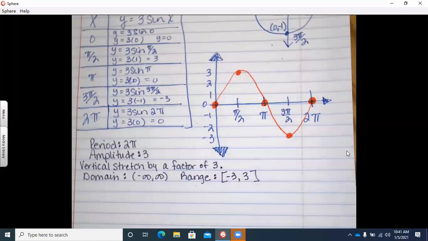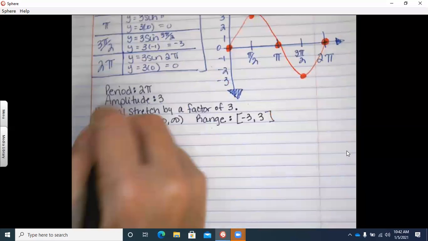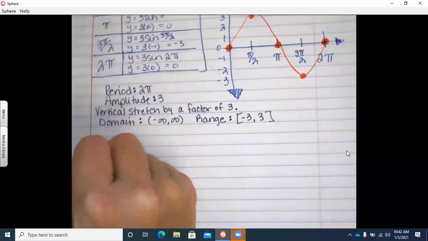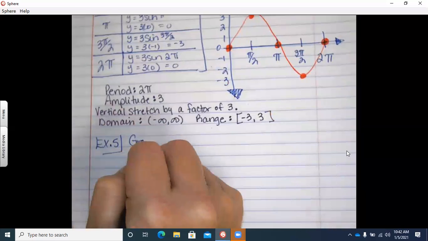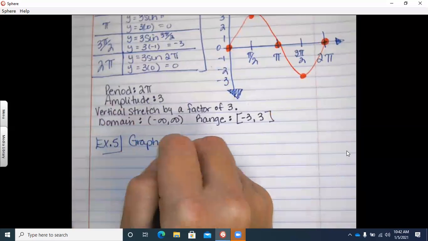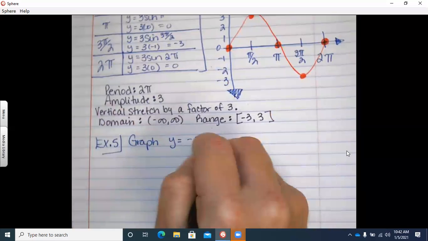All right, okay with that? All right, let's do one more that's similar. This will be example 5. And we're going to graph y equals -2 times the sine of x.